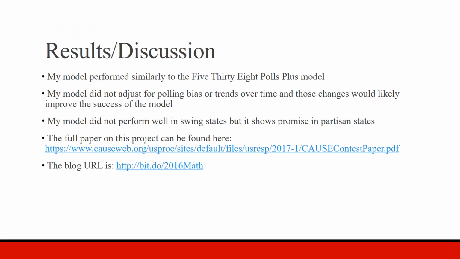My model did not adjust for polling bias or trends over time, and those changes would likely improve the success of the model. The 538 polls plus model does adjust for polling bias and also accounts for trends and changes over time. My model did not perform well in swing states compared to the 538 model, but it shows promise in predicting partisan states, which are states that consistently vote for either the Republican or Democratic candidate. If a model were to be created that took the same method in partisan states, but altered the swing states method to use fundamental models as the prior, that model could be even more accurate than this model.